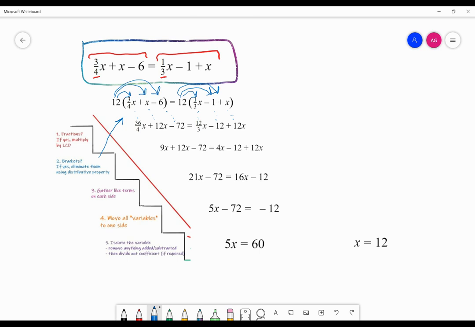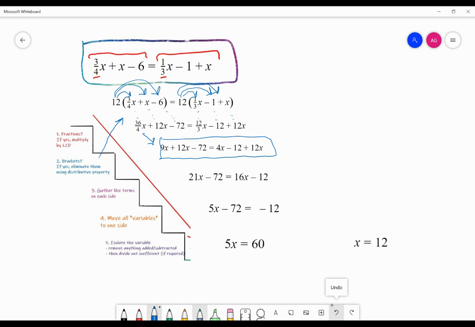Now what we have to do is get rid of the rest of our fractions. So we've already multiplied by the lowest common denominator, but we need to simplify them. 36 over 4x, if you divide 36 by 4, what you realize is it's actually just 9. So 36 over 4x is 9x. The rest stays the same because there's no fraction. 12 over 3x, if you divide that out, is actually 4x. So we've now simplified, and we actually have all integers in here, no fractions, our brackets are gone. So we've done those first two steps.